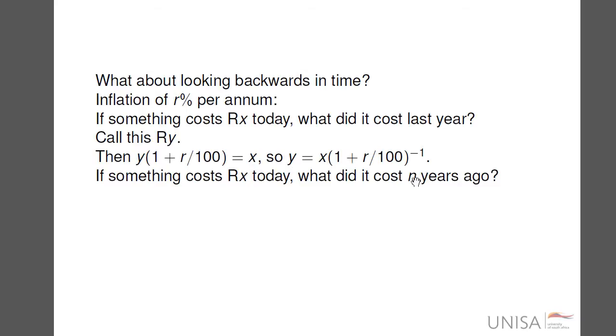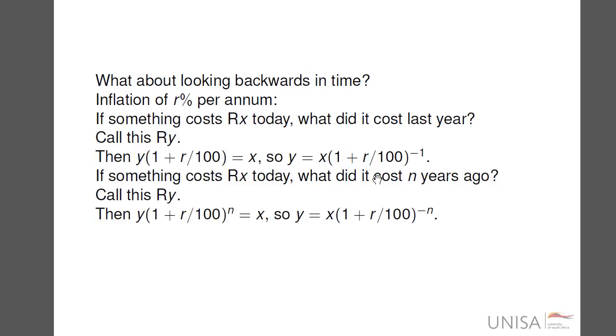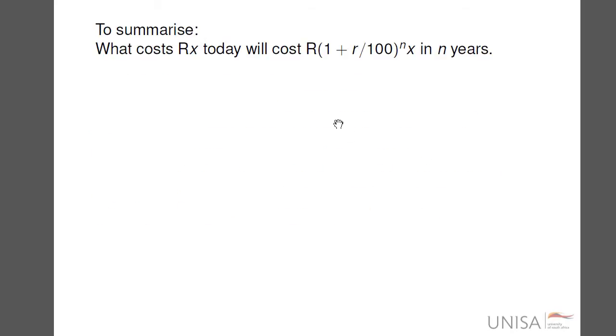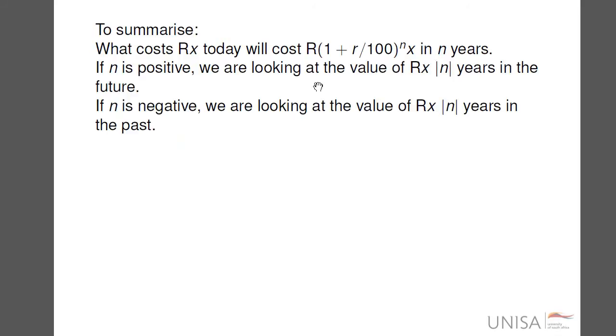What about n years ago? Well, exactly the same calculations. Y Rand n years ago times this quantity, as we've seen, will give us the value of the money n years into the future, which is today. That's X. So taking this term over, you get Y equals that. So to summarize, this formula works for n being positive or negative, that is, in the future or the past.